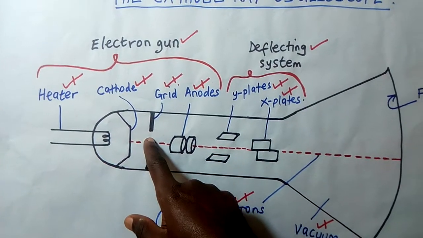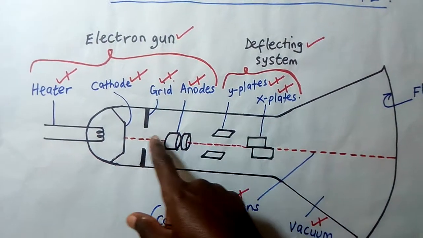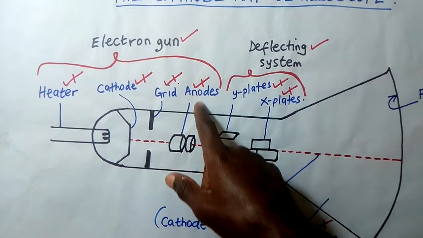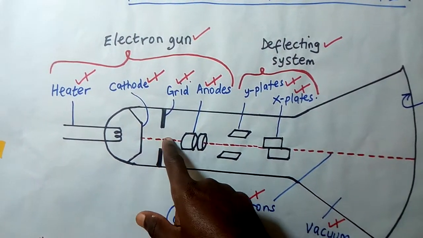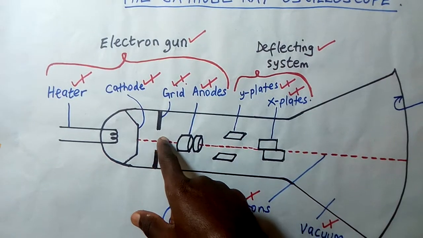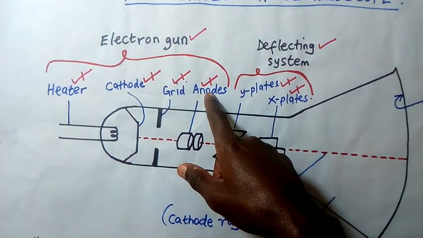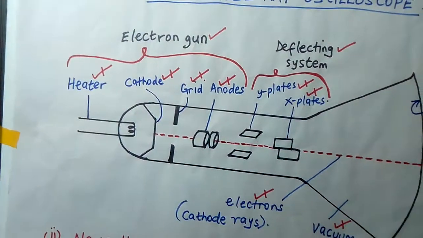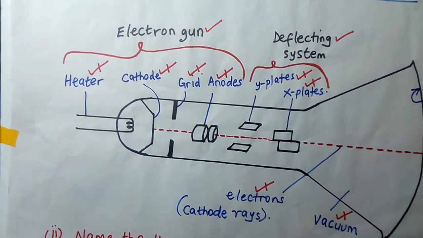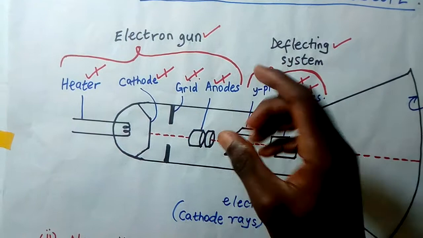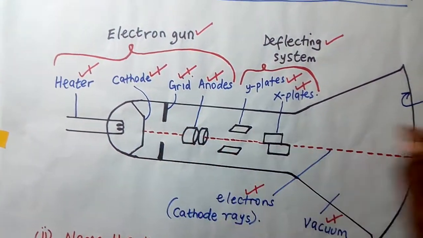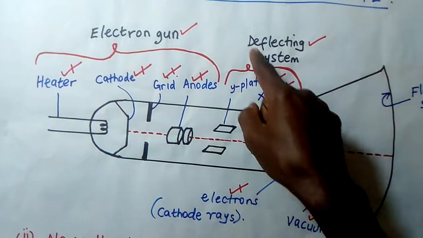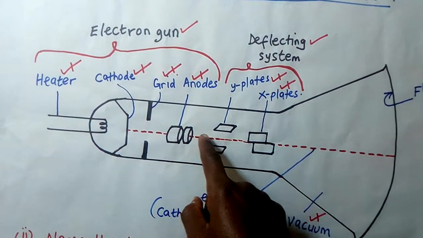Now, once these electrons go from the cathode to the anodes, the anodes are positively charged. The electrons are negatively charged. So what happens? They are attracted. So the work of the anode is to focus the electrons and then accelerate them, increase their speed. So these anodes, their work is to focus the electrons and accelerate the electrons towards the Y plates, towards the deflecting system.